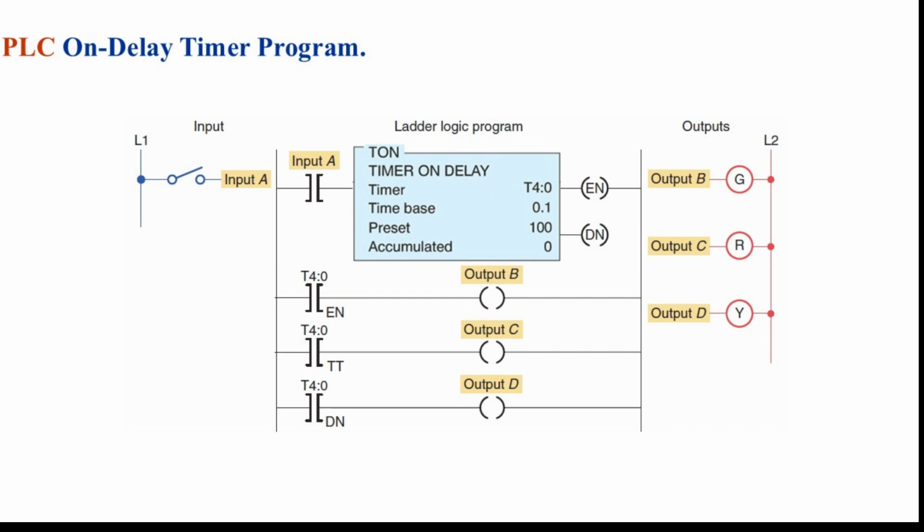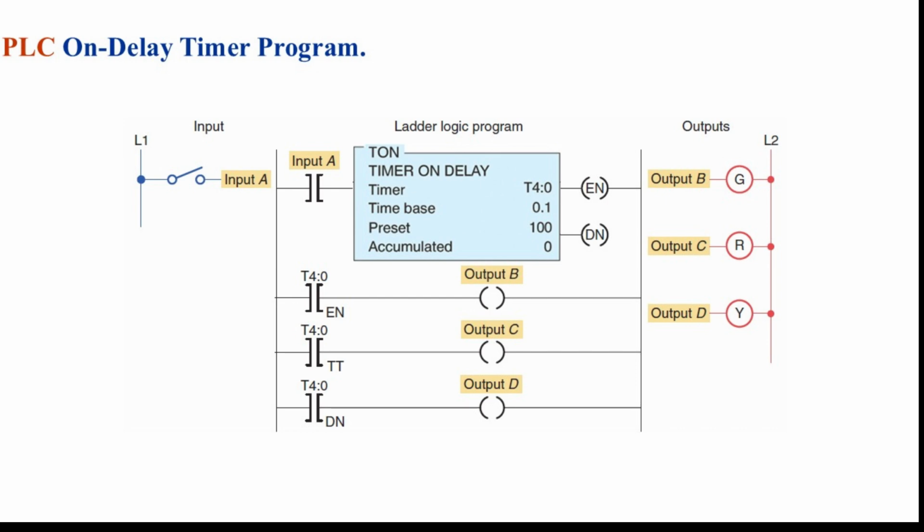Here's what happens step by step. When input A turns on, the timer begins counting time. While it's timing, 2 internal bits become true: the enable bit, labeled T4:0/EN, and the timer timing bit, labeled T4:0/TT. These stay on as long as the timer rung has power. When the accumulated value reaches the preset value of 10 seconds, the done bit, labeled T4:0/DN, turns on. That signals the end of the timing period.